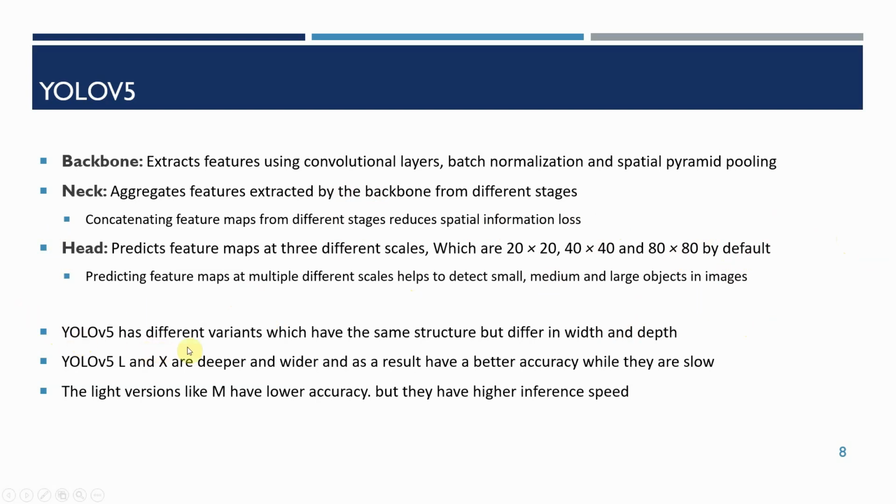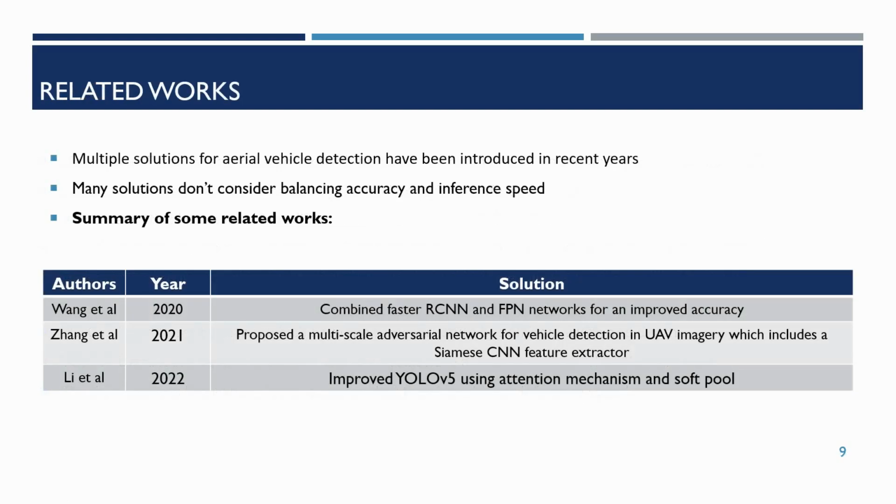YOLOv5 has different variants which have the same structure but differ in width and depth. YOLOv5 L and X are deeper and wider, and as a result have a better accuracy while they are slower. The light versions like M have lower accuracy but they have higher inference speed, so there is a trade-off between accuracy and inference speed.